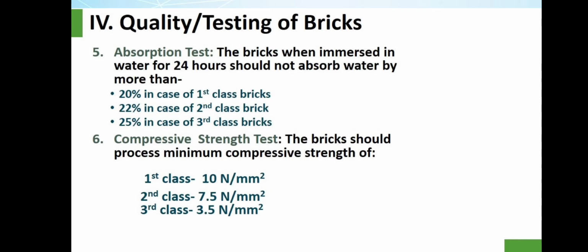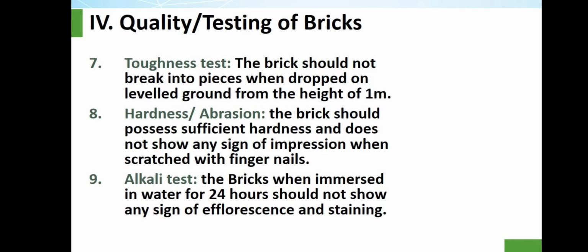Sixth, compressive strength test. The brick should possess minimum compressive strength of 10 Newton per mm square for first class, 7.5 Newton per mm square for second class, and 3.5 Newton per mm square for third class. Seventh, toughness test. The brick should not break into pieces when dropped on level ground from a height of 1 meter. Eighth, hardness or abrasion. The brick should possess sufficient hardness and should not show any sign of impression when scratched with a fingernail.